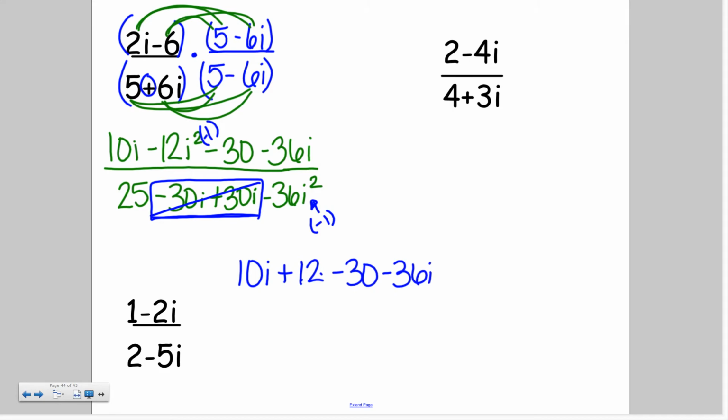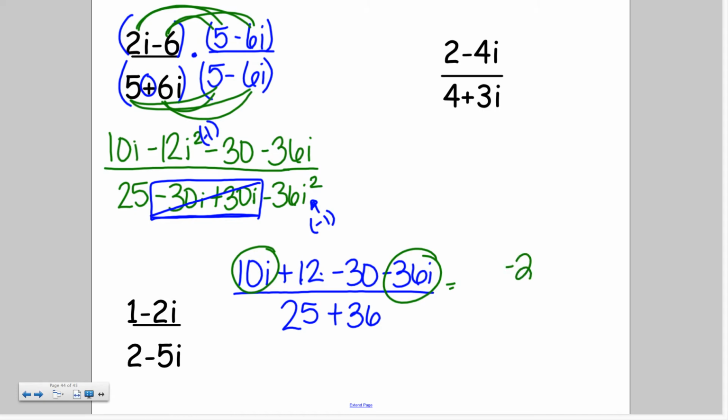Now, if you combine the 10 and the 36 first, that's fine. That does not bother me. All right. Then negative 36 times negative 1 equals a positive 36. All right. Combine like terms. So 10i and negative 36i. So we end up with negative 26i. And then 12 minus 30 is going to be negative 18.